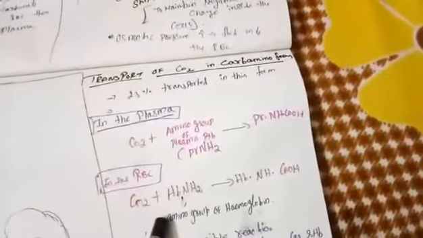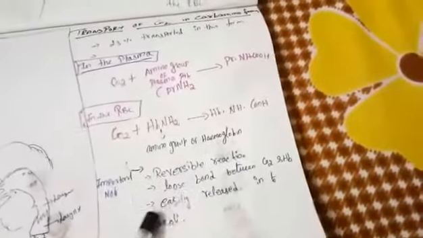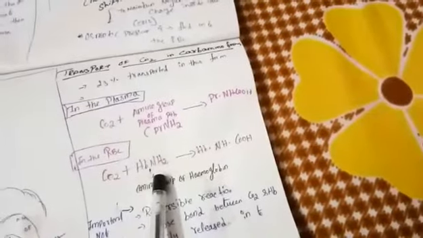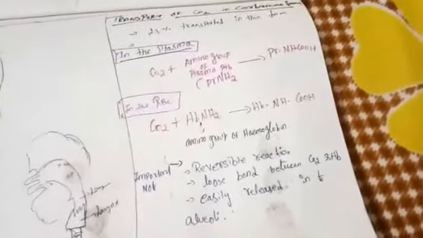And inside the RBC, what happens? This carbon dioxide binds with the amino group of hemoglobin, forming H plus NHCOO minus. This is a reversible form and is loosely bound. The bond between the carbon dioxide and the amino group of hemoglobin is loosely bound, so it will be easily released in the alveoli.